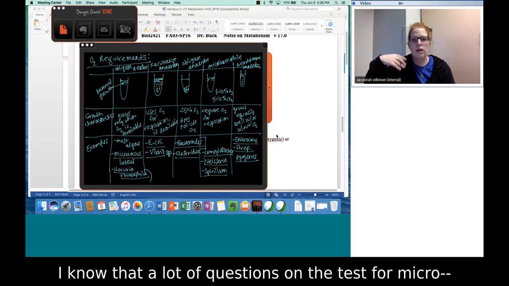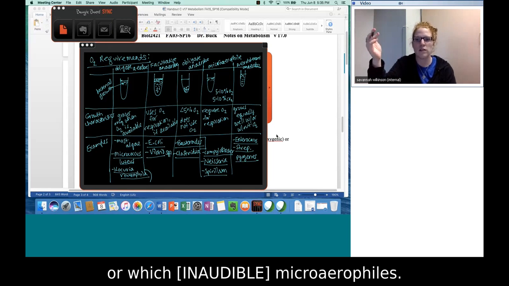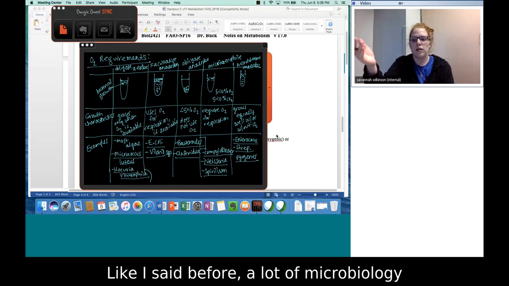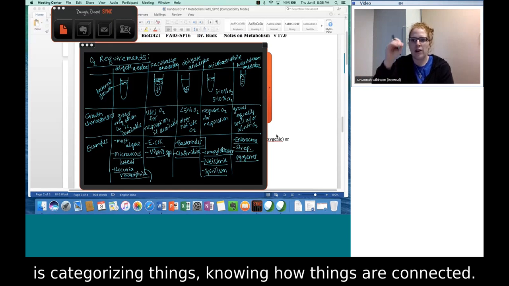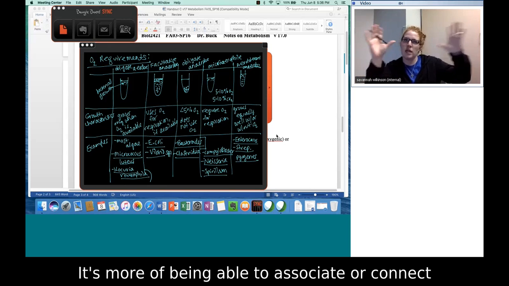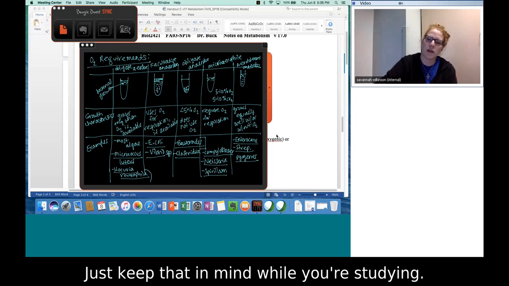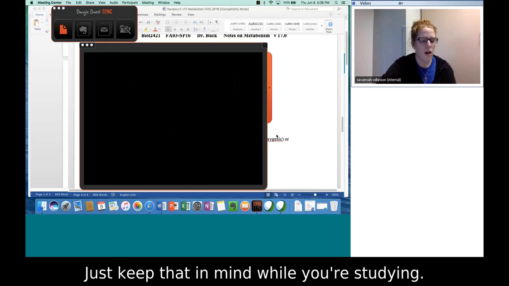I know that a lot of questions on the test for micro are more like, which of the above are facultative anaerobes, or obligate microaerophiles. Like I said before, a lot of microbiology is categorizing things, knowing how things are connected. It's not so much a concept, it's more being able to associate or connect these different topics into a specific category. Okay, so just keep that in mind while you're studying.